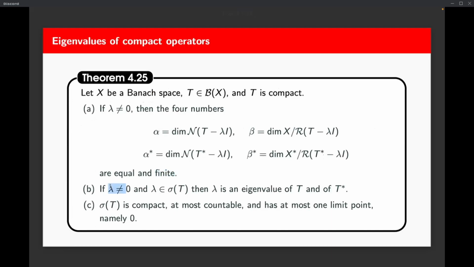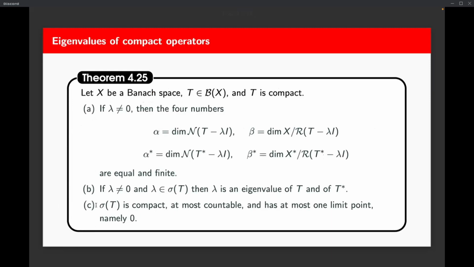Moreover, for non-zero values of lambda, I mentioned this before, if you have a non-zero number that's in the spectrum, then it's also an eigenvalue, not only of T, but also of T star. And it's not lambda conjugate being an eigenvalue of T star, it's lambda itself because of the way we're defining the adjoint in Banach spaces. So 0 is the only one that gets to be different. 0 can be in the spectrum without being an eigenvalue.